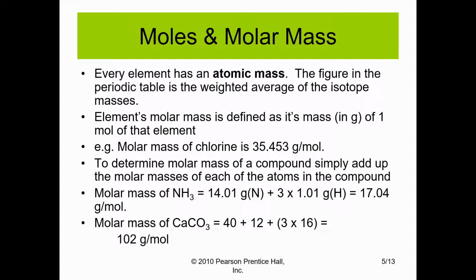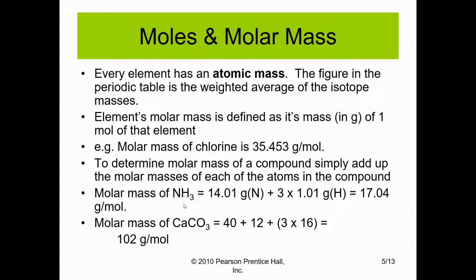Now we can look at a situation which is a little bit more complicated. This is the compound NH3. If we want to get the molar mass for NH3, we're going to have to add the atomic mass of each atom. Nitrogen has an atomic mass of 14.01. In this compound, there's 1 nitrogen. Hydrogen has a molar mass of 1.01. Since there's 3 hydrogens present in this compound, we're going to multiply the 1.01 times 3, and we add them all together to get 17.04 grams per mole of NH3.